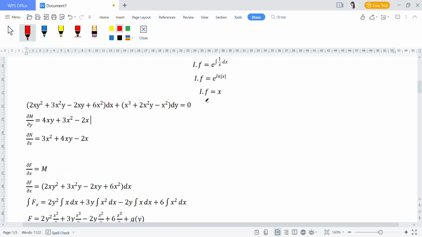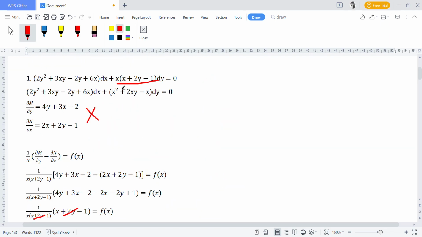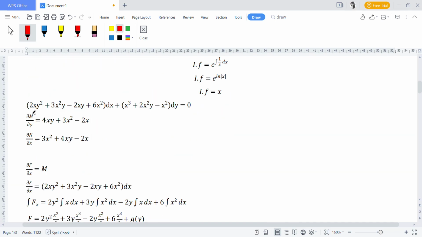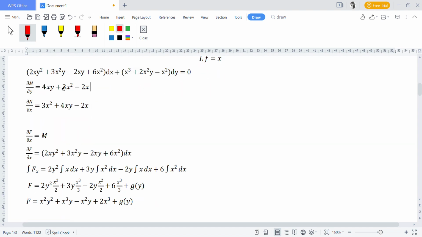Now that we have solved for our integrating factor, let's distribute this here in our equation. We will now have a new set of equations which is (2xy squared plus 3x squared y minus 2xy plus 6x squared) dx plus (x cubed plus 2x squared y minus x squared) dy is equal to 0. Now, let's check if it is now exact by checking whether the partial of M in terms of y is equal to the partial of N in terms of x. So, let's solve for our partial of M in terms of y using this equation and deriving this in terms of y.